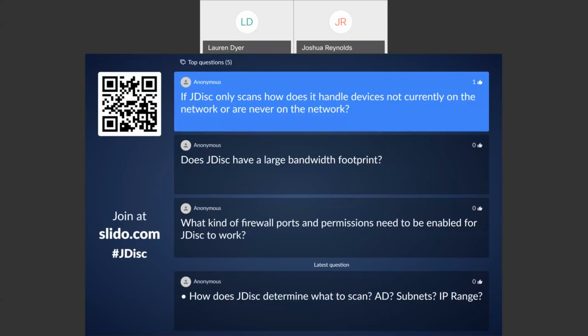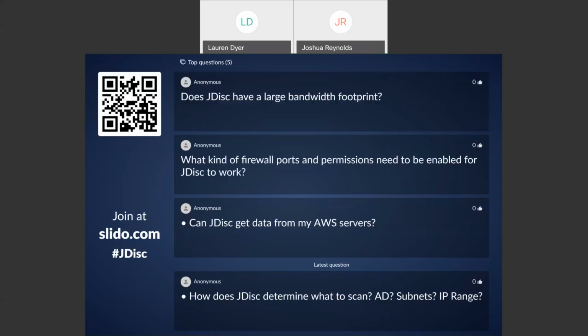Now, when you first set JDisc up, you're going to tell it where to look for things, right? And there are different ways depending on how you're architected. You can, of course, tell it to look at your Active Directory. You can give it network ranges. You can give it OUs to look at. You can tell it to literally crawl, IP address by IP address, across the network. There are a lot of different setups, but JDisc will go and look for things that it expects to be there.